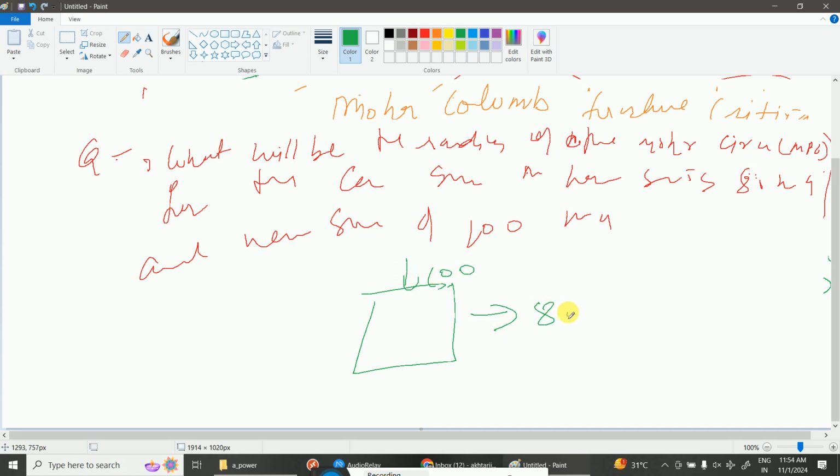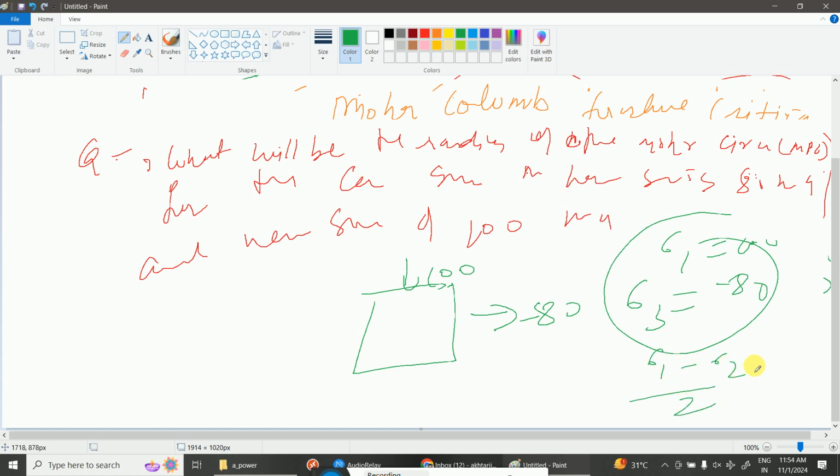This is negative because it's a tension. It is given here. Horizontal stress is 80 MPa. So this is your sigma 3, minus 80, and sigma 1 is 100. Then sigma 1 minus sigma 3 divided by 2 gives the radius. Then sigma 1 is 100 plus 80, divided by 2, which will be 90 MPa.